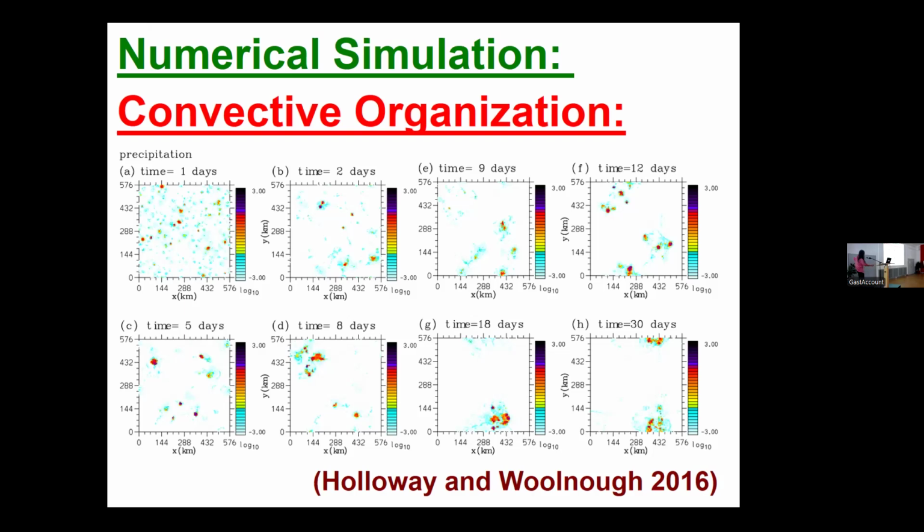But somehow it breaks down just 1 day later, and it takes another 10 days to reorganize again, and this wave lasts for another 30 days. This is day 30. And the question is how this happens.